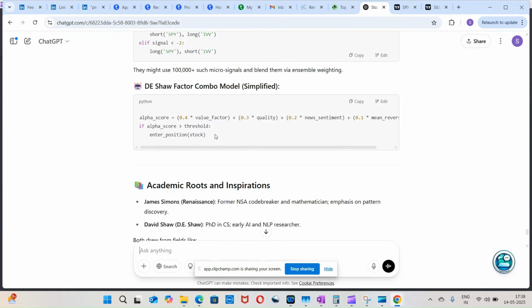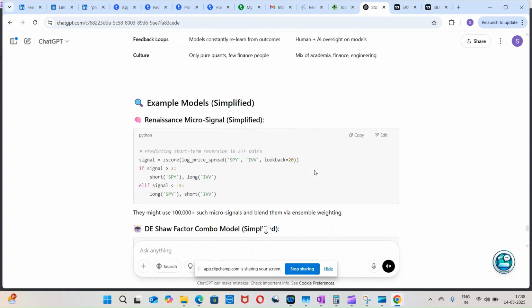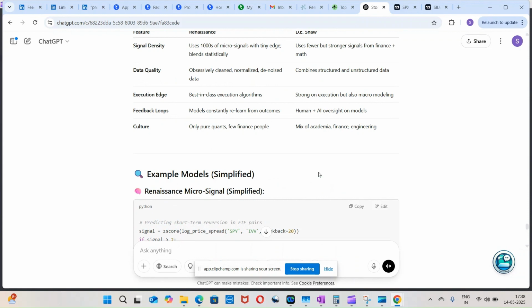DE Shaw uses this multi-factor model: 0.4 into value, 0.3 into quality, 0.2 into news, 0.1 into mean reversion. So this is their model. This is the alpha score, and if the alpha score is greater than the threshold, enter the position. Okay, so these are the models, guys, and the ghost patterns, which I told you are used by DE Shaw, identify statistical anomalies.